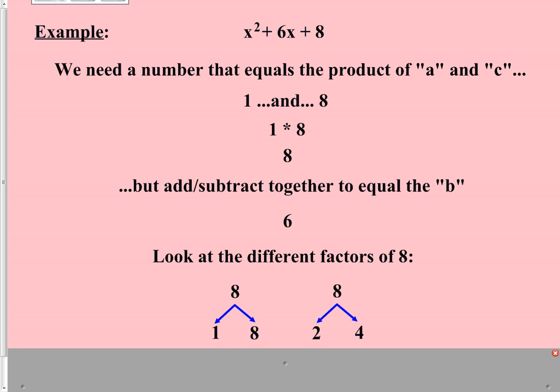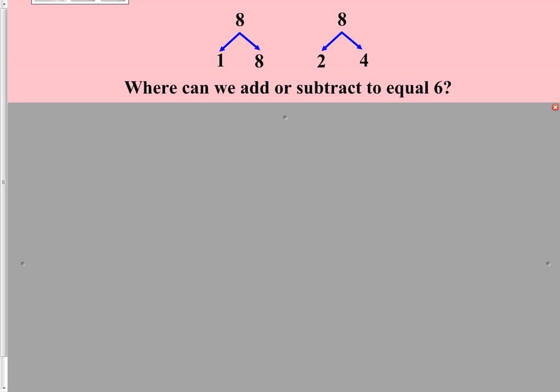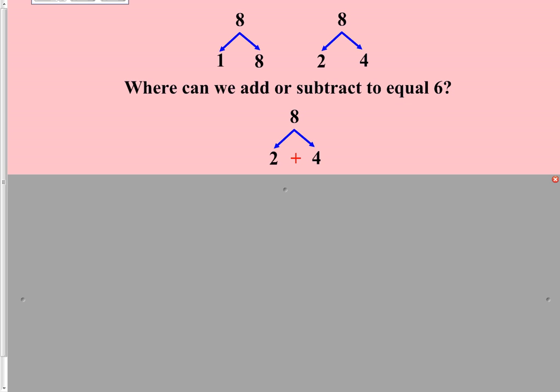Well, what we're wanting also is not for these guys just to multiply to equal 8, but we also want them to be able to add or subtract to equal 6. Now here's where your common sense elementary school math skills need to come into play and go, okay, where can I add or subtract with the 1 and the 8 to equal 6? Or where can I add or subtract with the 2 and the 4 to equal 6? Now, hopefully, pretty clear to see that it's going to be the 2 and the 4 that equal 6. If we go with a positive 2 and a positive 4, we do get a 6.